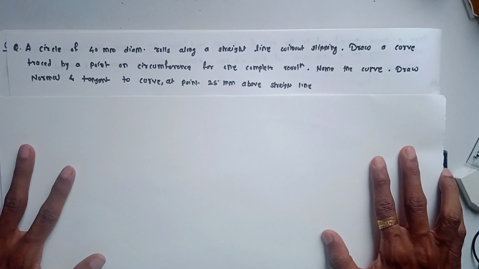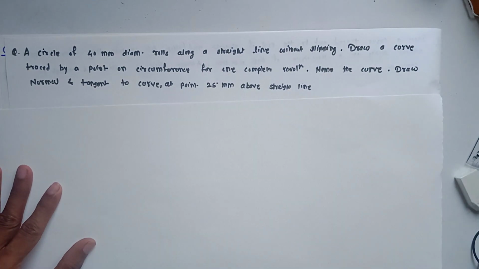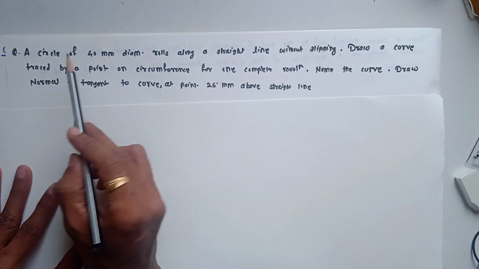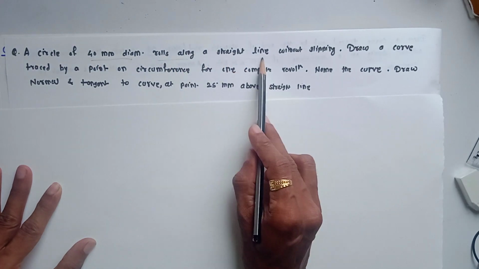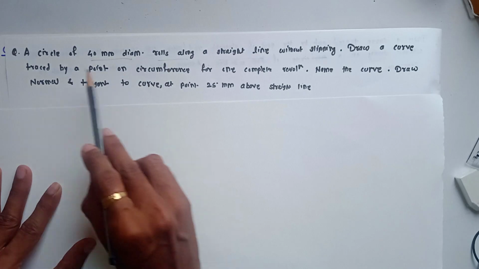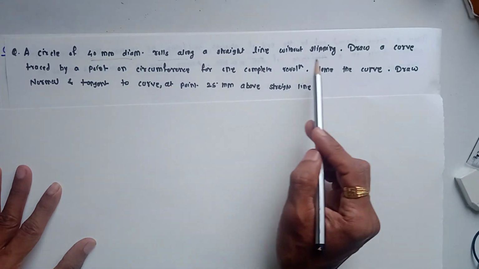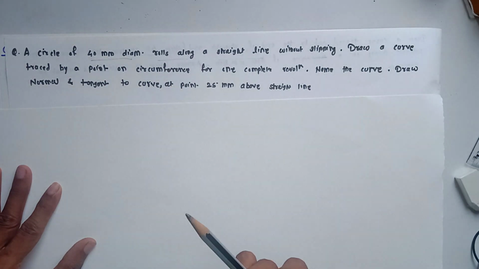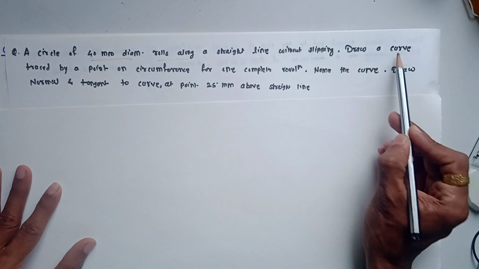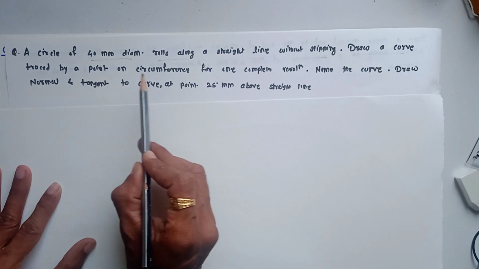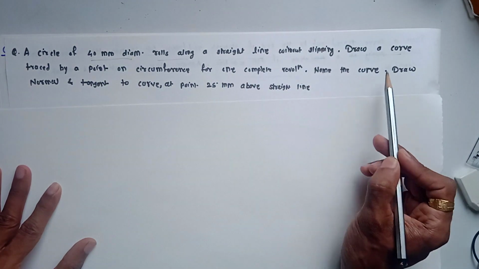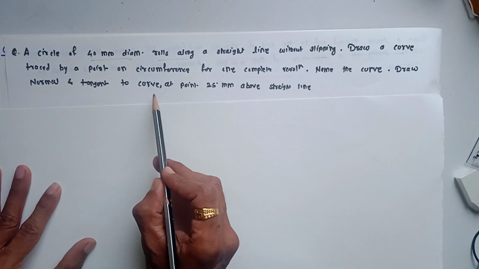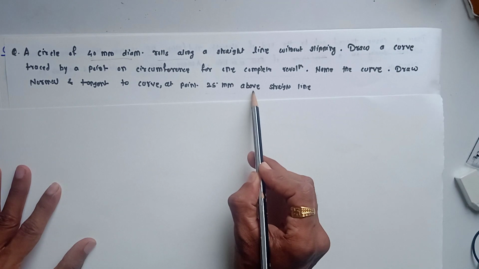Okay, refer to this problem. So, the question is, a circle of 40 millimeter diameter rolls along a straight line without slipping. So, basically it is the rolling motion of a circle on a straight line. When there is a rolling motion of a circle, the curve must be cycloid. Okay. Draw a curve traced by a point on the circumference for one complete revolution. Name the curve. Draw the normal and tangent to the curve at a point 25 mm above the straight line.